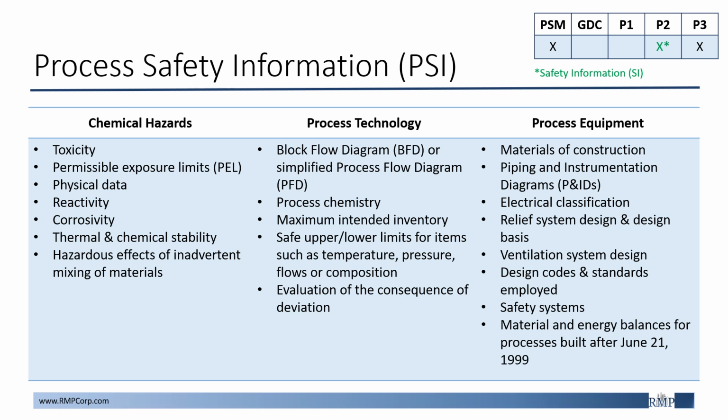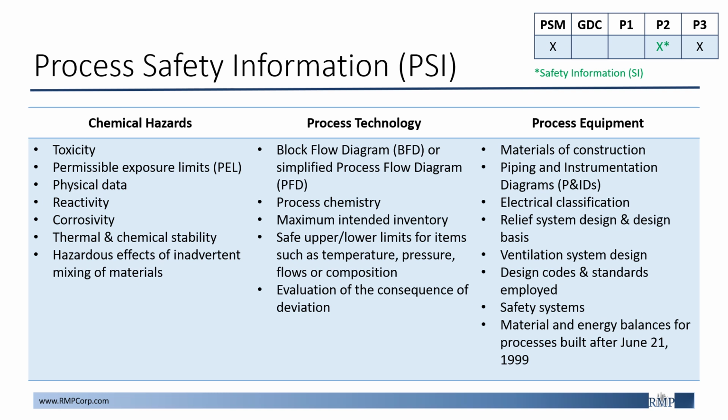First off is process safety information, or PSI. Within the PSI, you should find 3 things: 1. Hazards of regulated substance in the process. 2. Technology of process. And 3. Process equipment. Under the chemical hazards, you should address the toxicity, permissible exposure limits, physical data, reactivity, corrosivity, thermal and chemical stability, and hazardous effects of inadvertent mixing of materials.